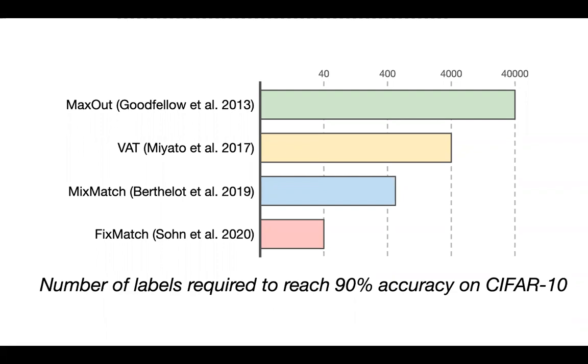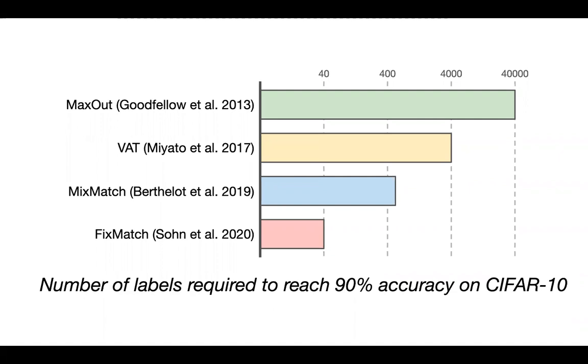Then a couple years later, some of my colleagues and I came up with a method called MixMatch. In that paper, we ran an experiment on CIFAR10 with 500 labeled examples and got about 90% accuracy. Then a year later, we came out with a paper called FixMatch, which was a simplified and improved version of MixMatch. In that paper, we showed you could get 90% accuracy on CIFAR with only 40 labels per class. So we've now decreased the number of labels required by a factor of 1,000 compared to the fully supervised baseline.